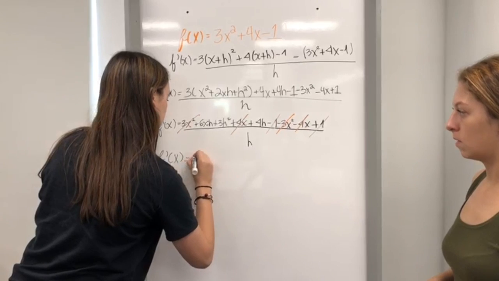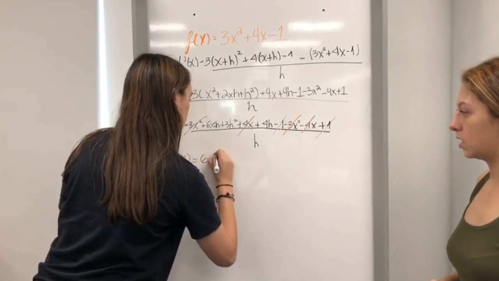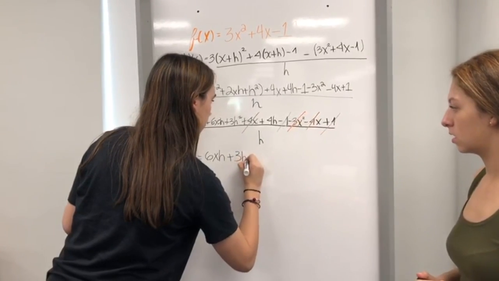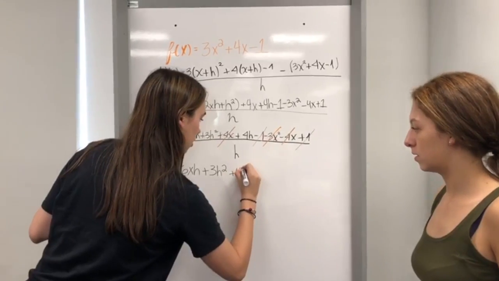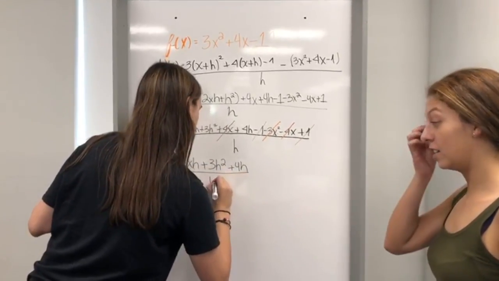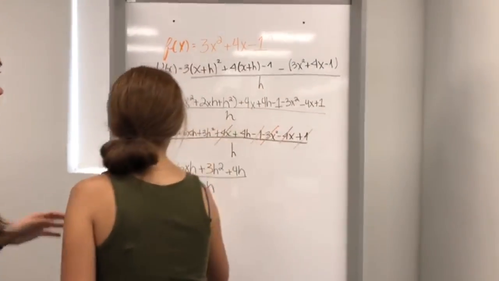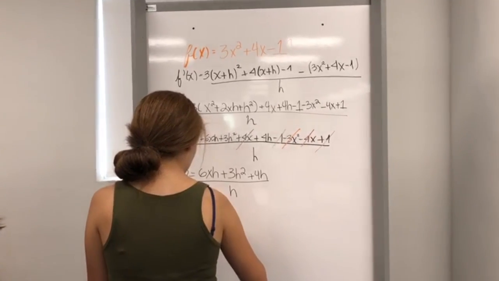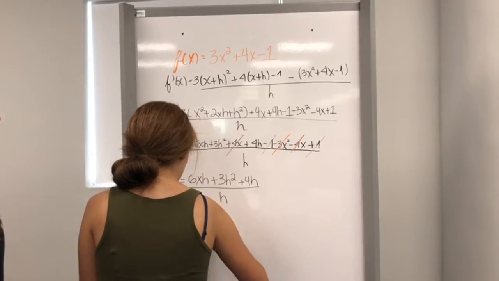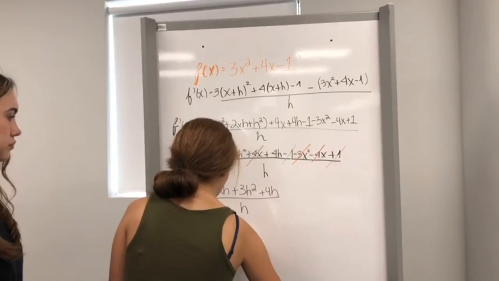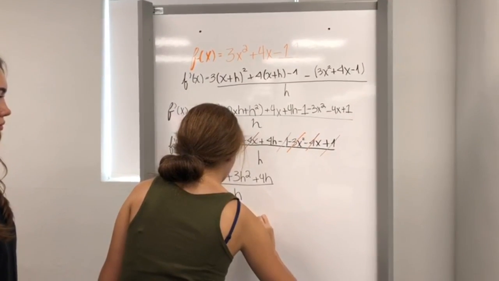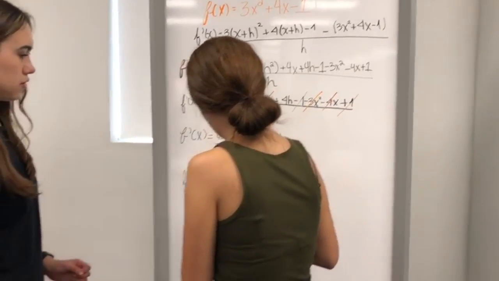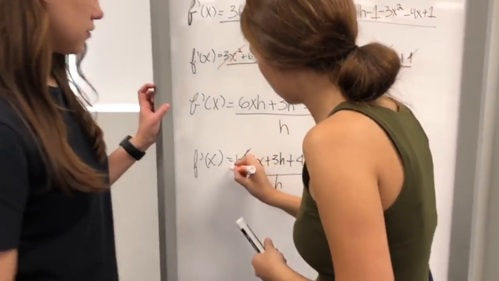Then you should rewrite your function with the remaining terms. In this case, it will be f'(x) = (6xh + 3h² + 4h) all divided by h. You should notice that in the numerator, every term has an h. So what we will be doing next is writing f'(x) equals, and then you take out the h, so it will be h(6x + 3h + 4) all over h.